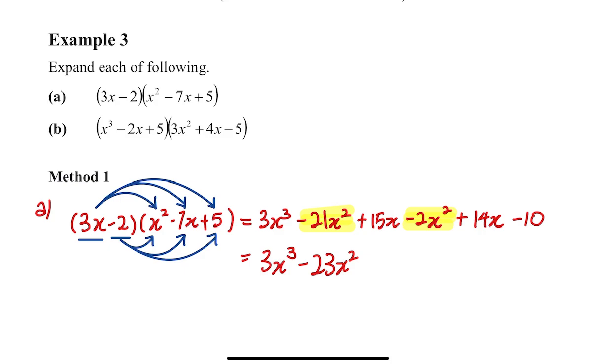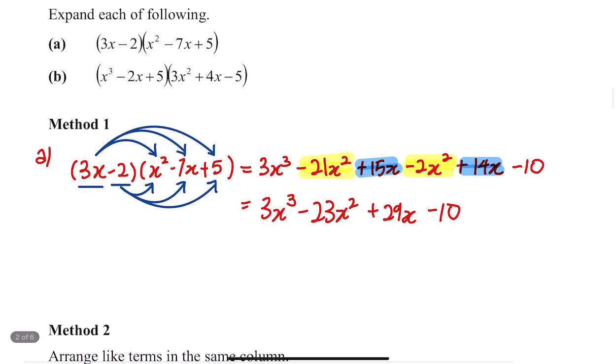Then next like term, I have 15x over here and 14x. So therefore, combine these two together, I will get plus 29x minus 10. Okay, very simply, so this is therefore my answer for part A. And for part B, steps are the same. You can now try by yourself if you want.